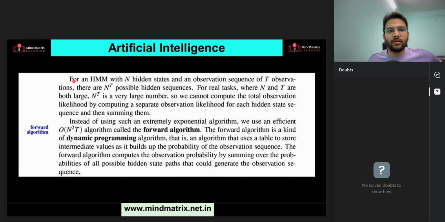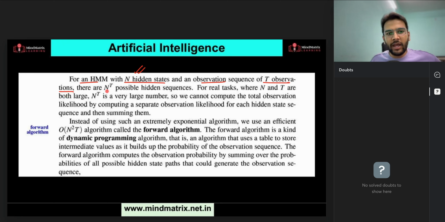So carefully see this. Here it is mentioned: for an HMM, this hidden Markov model, with n hidden states. So n is your hidden states, that is the top states, right? N number of states are hidden. Observation sequence of t observations. How many observations are you considering? For our example, we are considering 3 days, so t is equal to 3. That means on the first day he is sad, the second day he is sad, the third day he is happy. So t is 3 in that example.